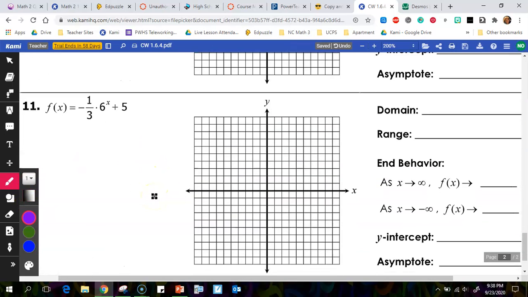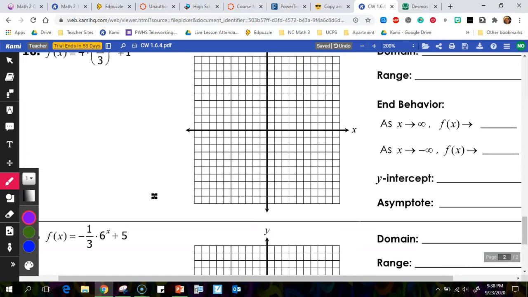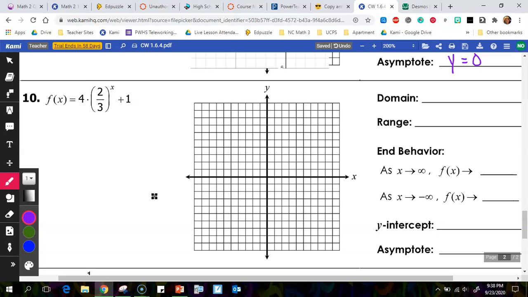All right, I am going to leave 10 and 11 for you. I want you to graph these on Desmos. You can sketch the graph. You don't have to paste a picture of the graph. You can just sketch it. So you would just find where the y-intercept is and where the asymptote is, and then just kind of sketch it going up or going down. You can look at it on Desmos and figure out how to sketch it, and then do those key features.